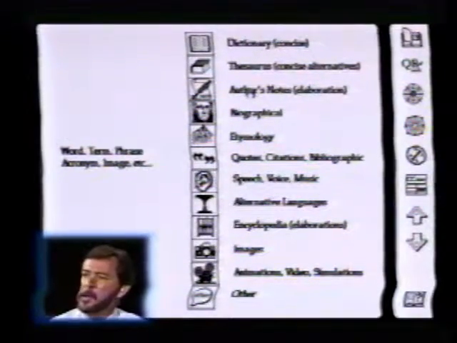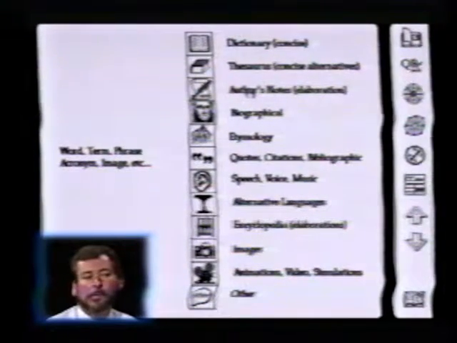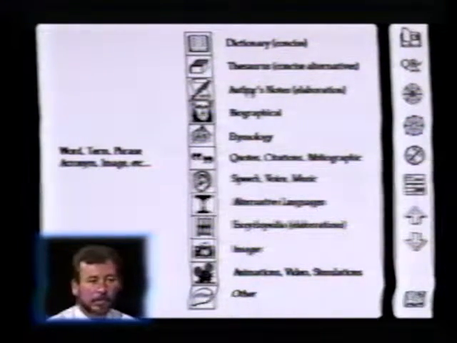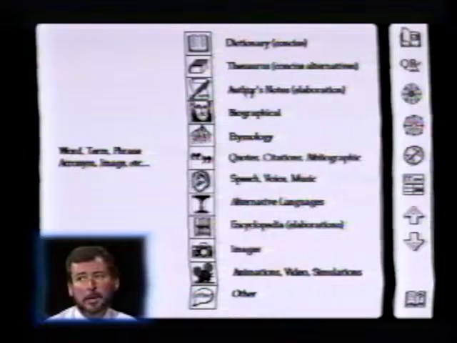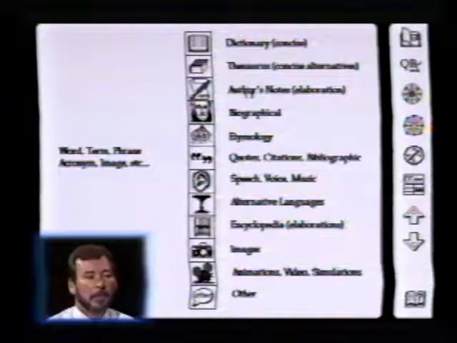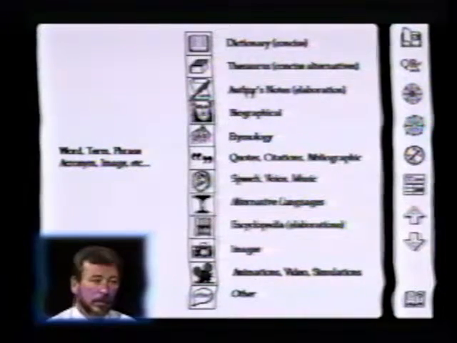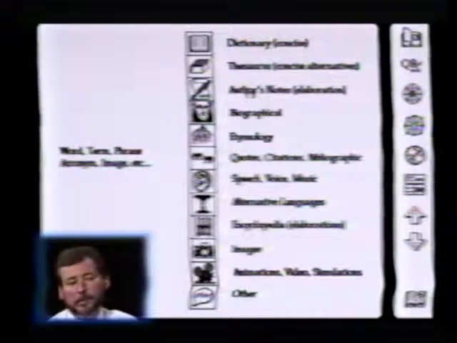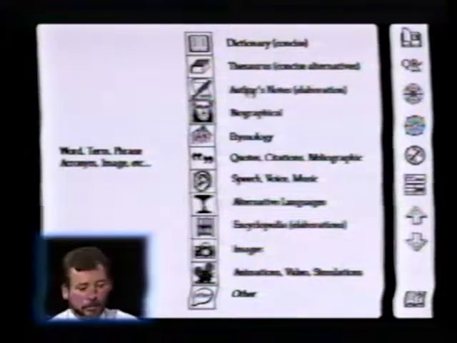Biographical information in the context of this being about a person. Etymological information about word roots, which is something people are very fascinated with in certain circles. Quotations, citations, bibliographic information. Speech, voice, music, different types of sounds that would be called in to support. Alternative languages, so that somebody could jump between English and Spanish or German or French at the piece part level that I'm describing.